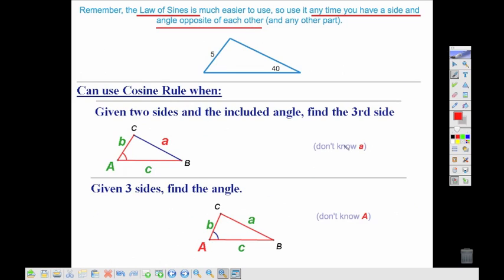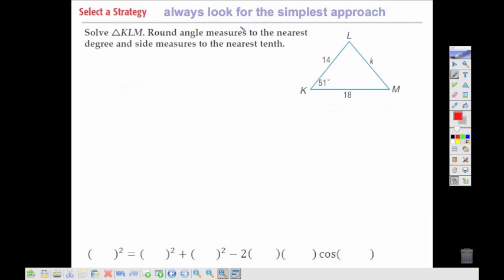Okay, sometimes when we look at a triangle, they don't tell us whether we should use sine rule or cosine rule. We want to make a decision. The law of sines is something we want to use because it's easier, and we'll always use it if we have an angle and the side opposite of it. So if we have a matching pair and any other part, we'll be able to use the law of sines. We're going to use the cosine rule when we don't have a matching part. We always want to look for the simplest approach.